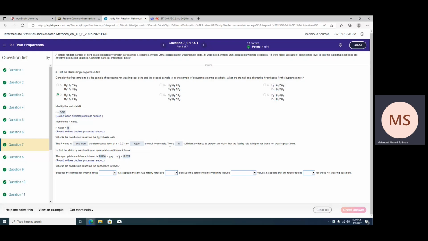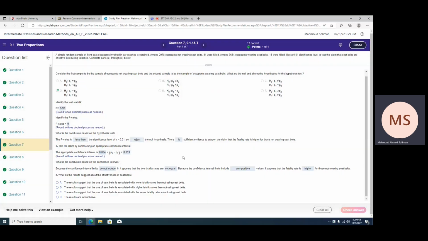Yes, excellent. So now, positive to positive. That means it does not include 0. So that means they are not equal because there is no 0. Because the confidence interval only includes positive values. That means the fatality rate, that means people who die, is higher for not wearing seatbelts.